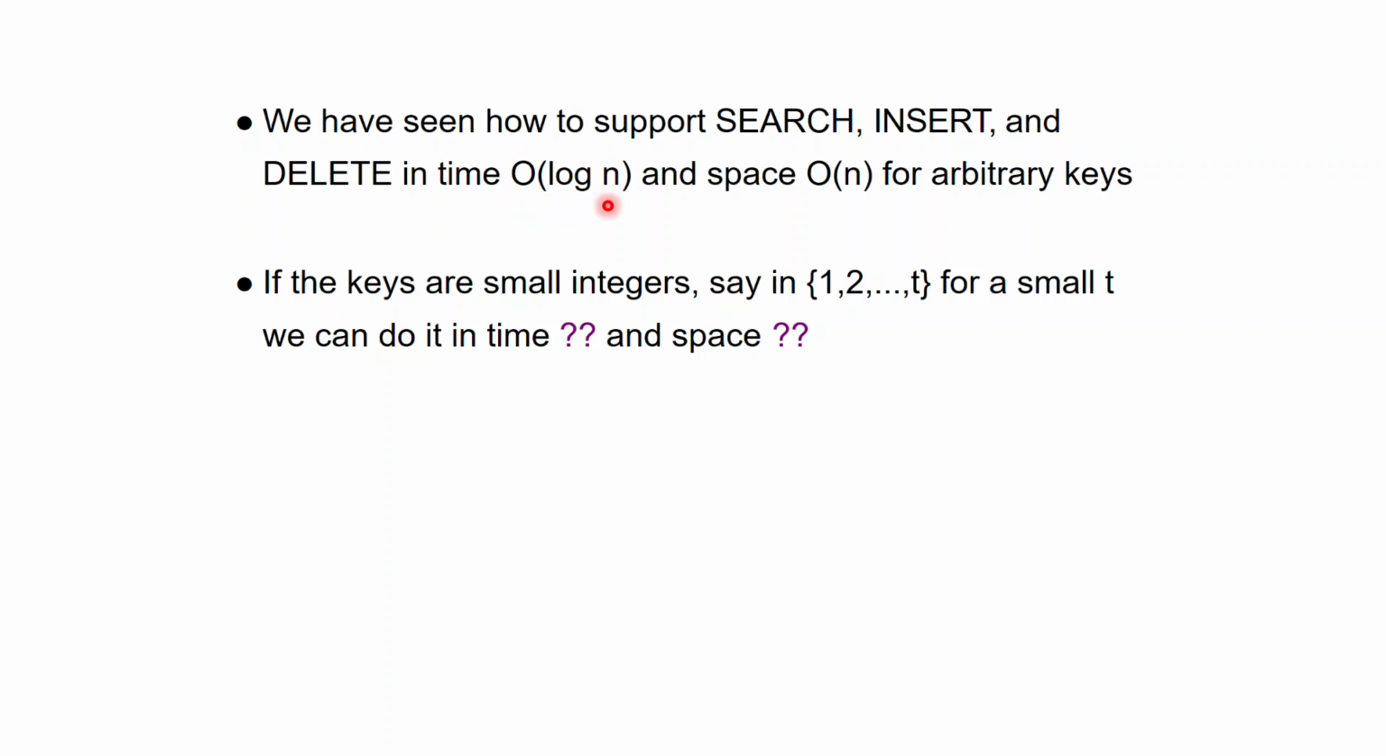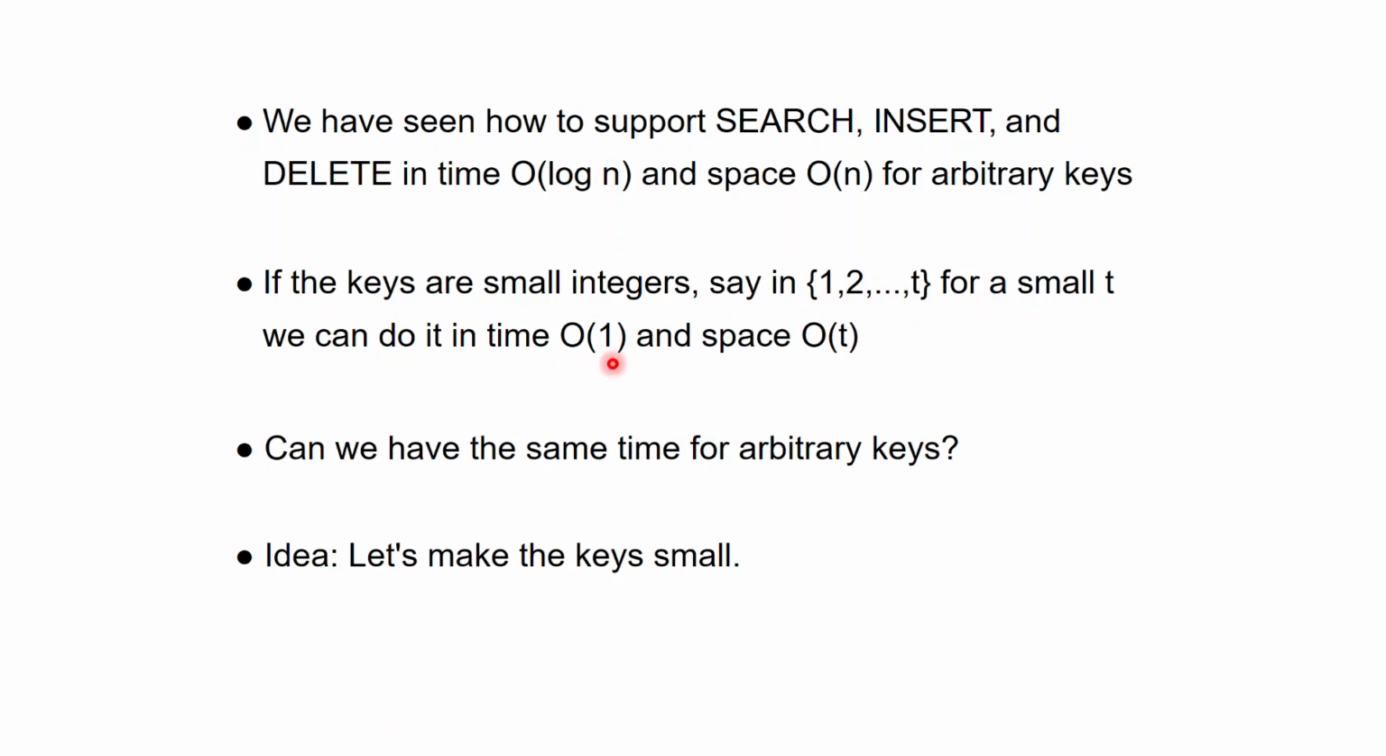Now, remember that if the keys are small integers, say integers in the range from 1 to t for a small t, then we can do it much more simply and efficiently. We can do it in constant time and space order of t. This was done just by direct addressing. We're going to place key i at the location i in an array, as we saw earlier.